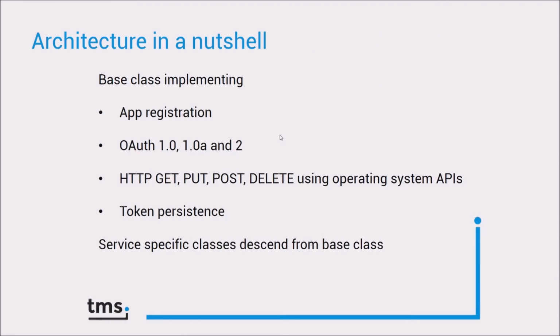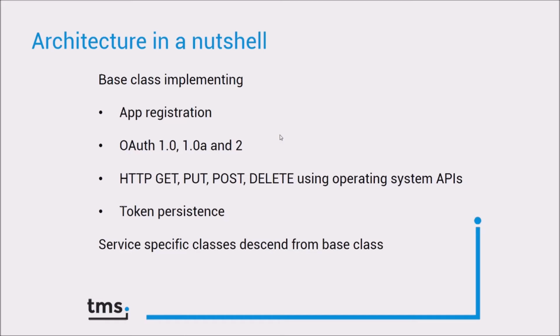I would like to cover the architecture of the cloud components in a nutshell. Basically, there is a base class from which all our cloud service components descend. And this base class already performs the majority of the work to do all functionality of accessing REST-based cloud services. This includes app registration handling. Each application that accesses a cloud service has a unique application ID and secret, so this is handled by the base class. Also handled is OAuth 1.0, 1.0a, and the most commonly used now, version 2 of OAuth.